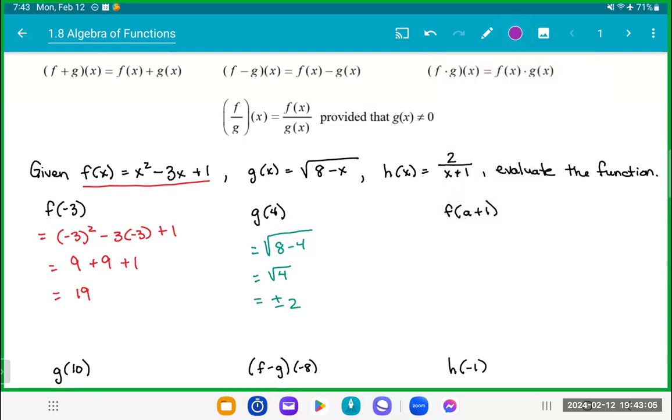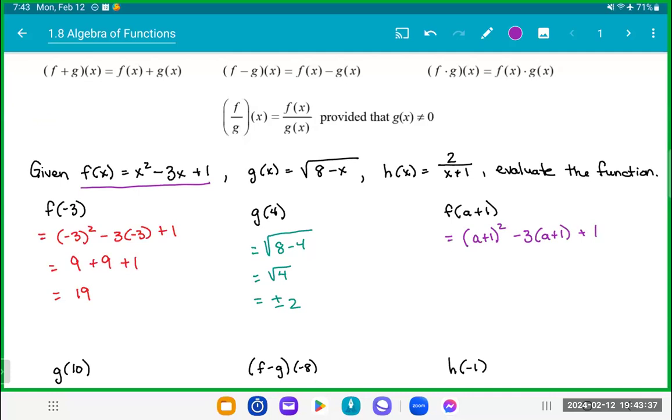All right. And then our next problem, we have our f function at a plus 1. So that's telling me everywhere I have an x in my f function, I'm going to substitute in a plus 1. So x squared becomes a plus 1 squared, minus 3 times a plus 1, plus 1, okay?